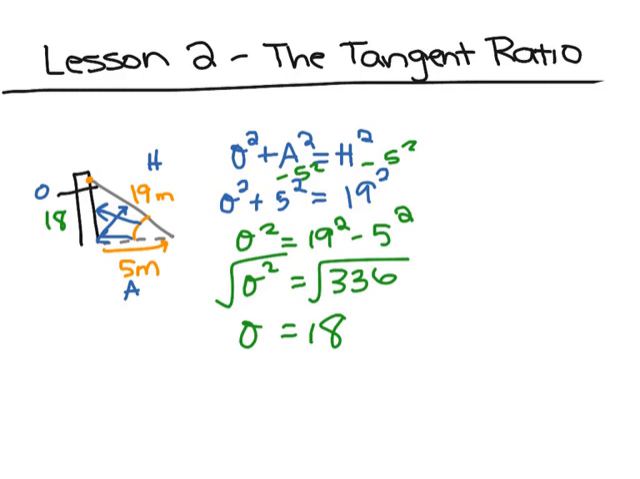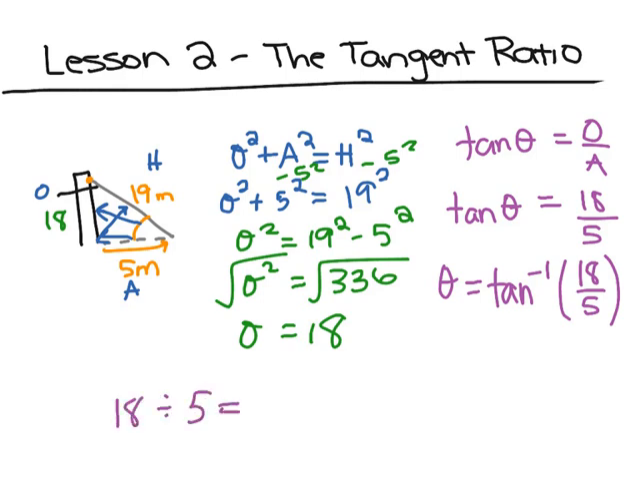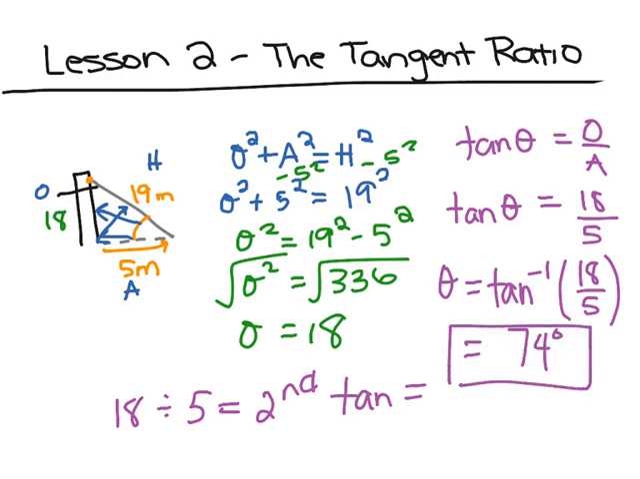Now we can do our tangent ratio. Tan of theta is equal to opposite over adjacent. Tan of theta is equal to 18 over 5. Theta is equal to tan to the negative 1 of 18 over 5. Type in 18 divided by 5 equals, second function, tan equals, and you should get 74 degrees. So the cable makes an angle of 74 degrees with the ground.